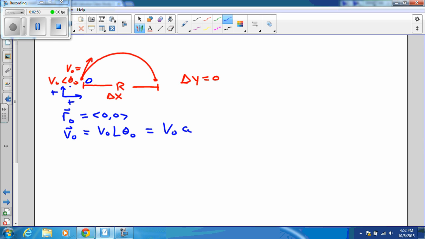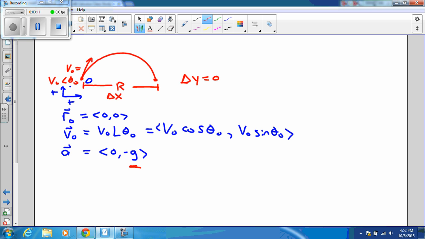We have an initial velocity that is going to be v0 at angle theta 0. And we know enough to know that we ought to convert that into rectangular form. So we get v0 cosine theta and v0 sine theta as our initial velocity. And then, of course, we have the acceleration vector equal to 0 and negative g.